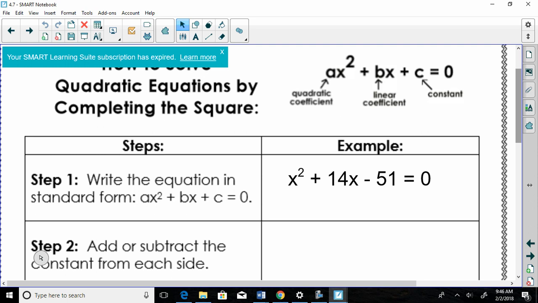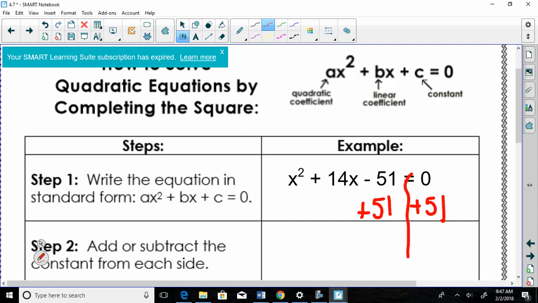So step 2, the first thing we do is if the constant is not already on this side, we're going to move it over. So how would I move 51 over to the other side? Add it. So let's go ahead and do that. So the first thing I'm going to do in step 2, I'm just going to do it between the 2 steps, is add 51 to both sides. You can even draw a river if that helps you.